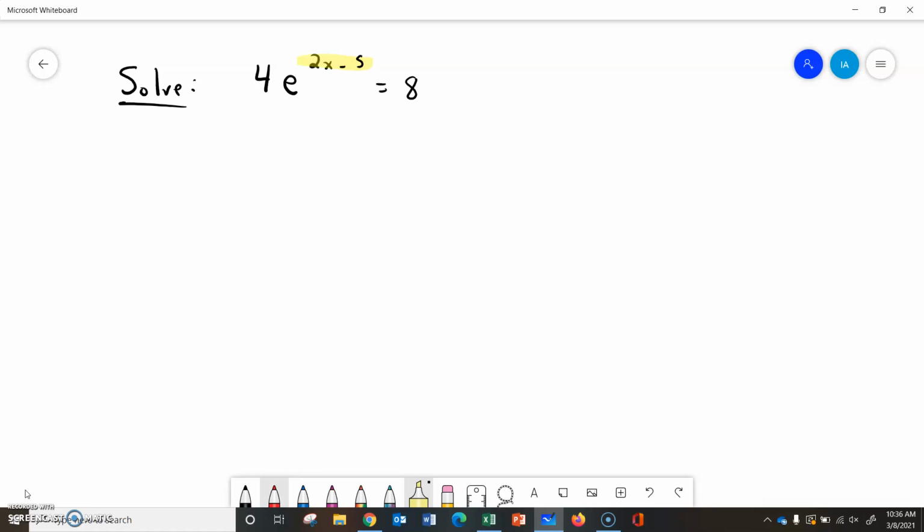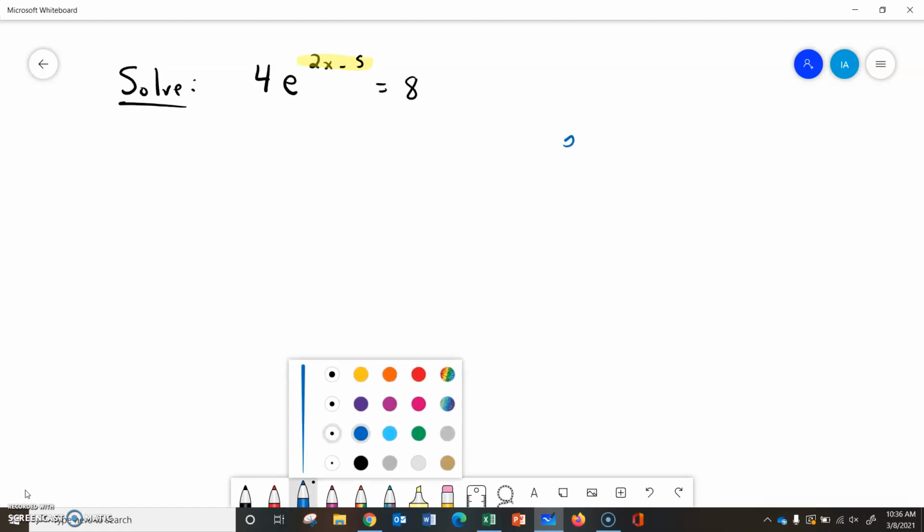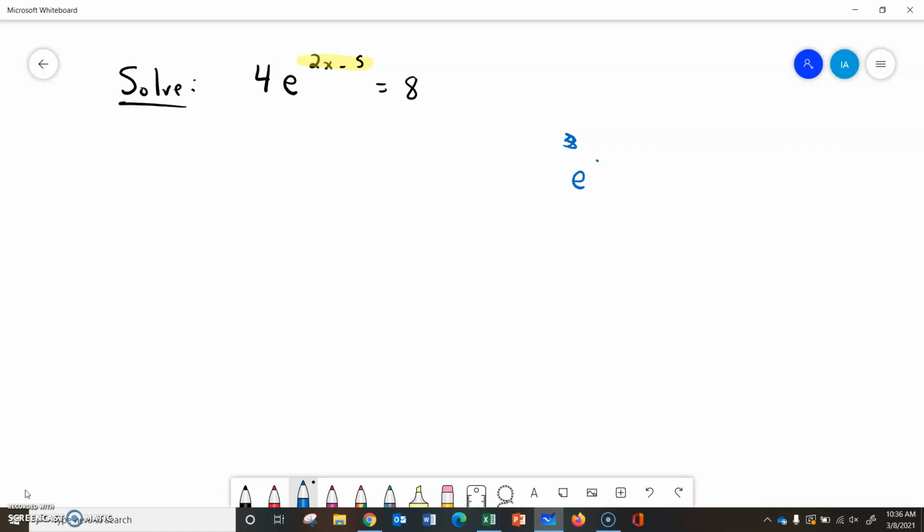So we're dealing with something that looks like e to the x equals y, and we're going to take that to natural log of y equals x. So that exponent part up top will get out in the open where we can isolate it.